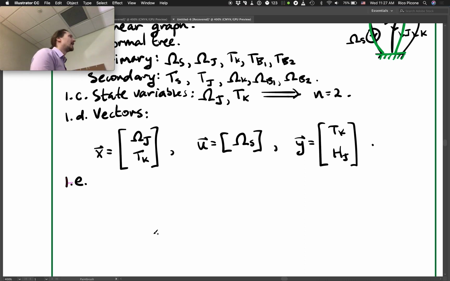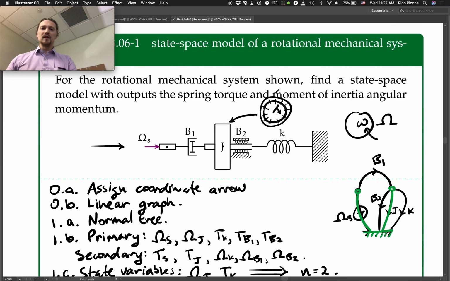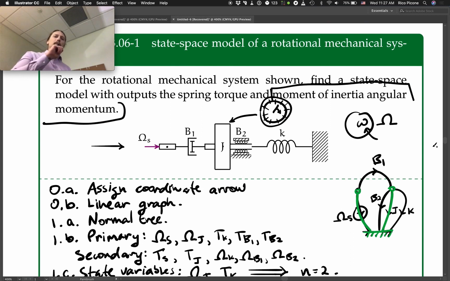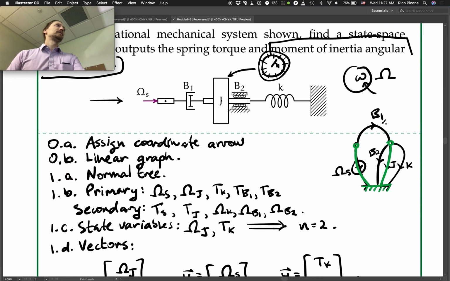Yeah. Hj is the other output. So it's, I say it in the problem, it's the moment of inertia angular momentum. It's kind of a weird, awkward way of saying it. I would go back and say the angular momentum of the moment of inertia J is what I should say. So it's just a little awkwardly put.